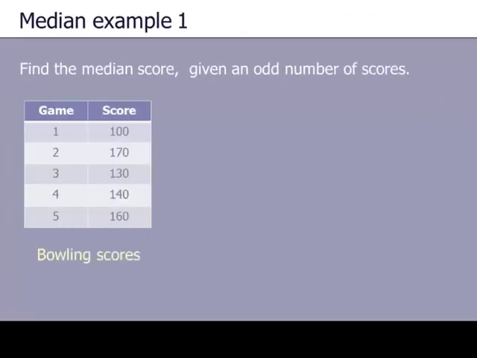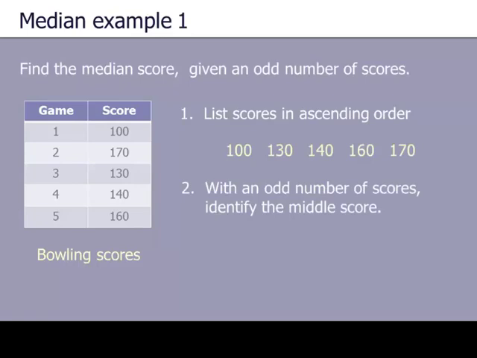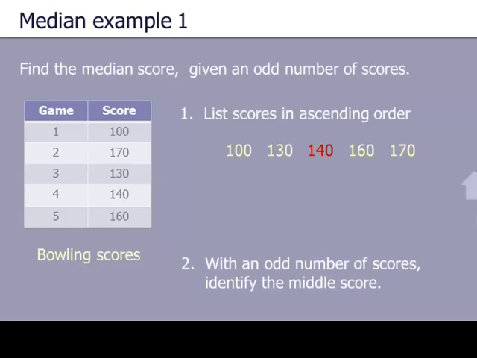Let's find the median score from a set of 5 bowling scores. Step 1 is to list the scores in order from smallest to largest. Then, with an odd number of scores, identify the middle score. And we see that the median bowling score, shown in red, is 140.